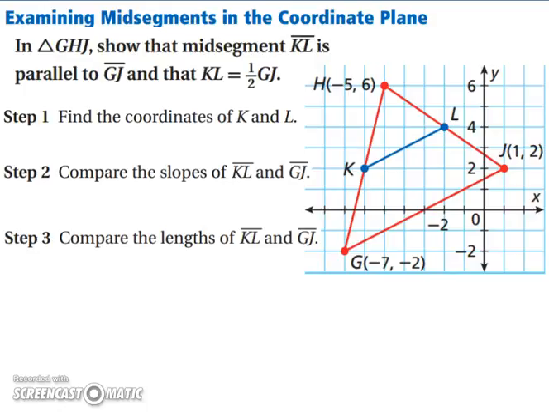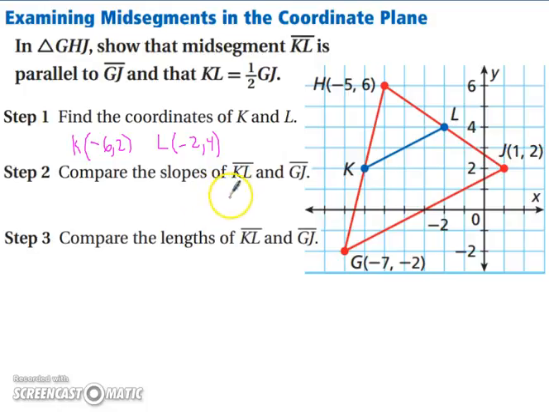Examining midsegments in the coordinate plane. So in triangle GHJ, show that midsegment KL is parallel to GJ, and that KL is in fact half of the length of GJ. So let's first find the coordinates of K and L. So we want the middle of HG and then the middle of HJ. So K would be negative 6, 2. And then for L, we're going to have negative 2, 4.